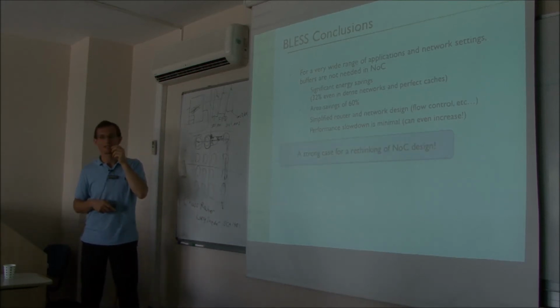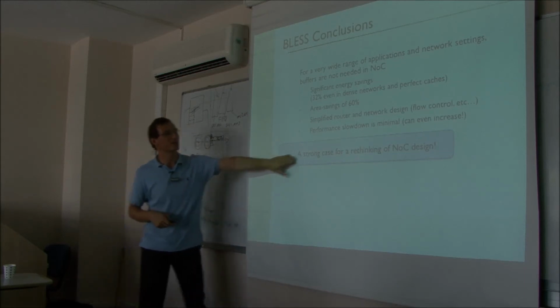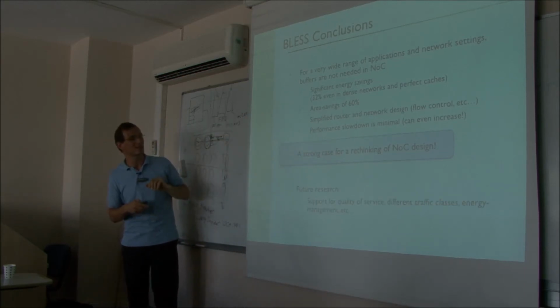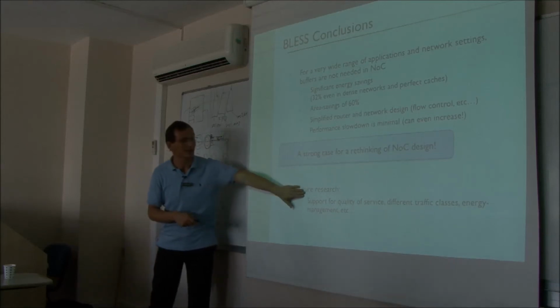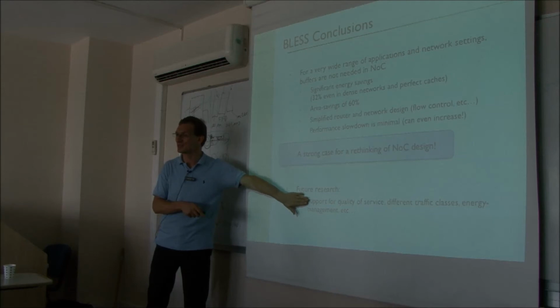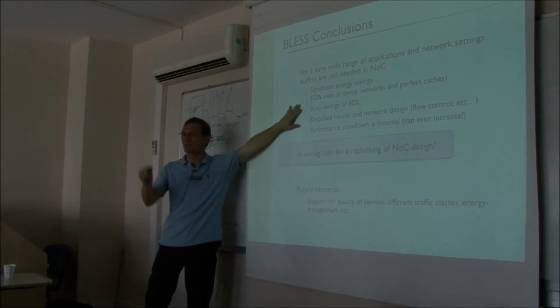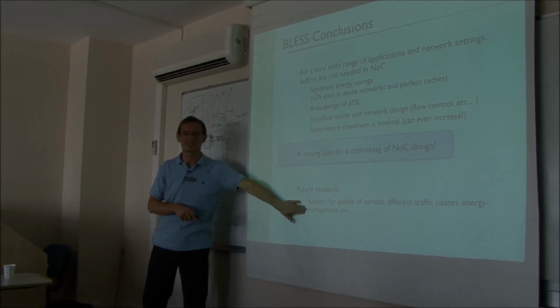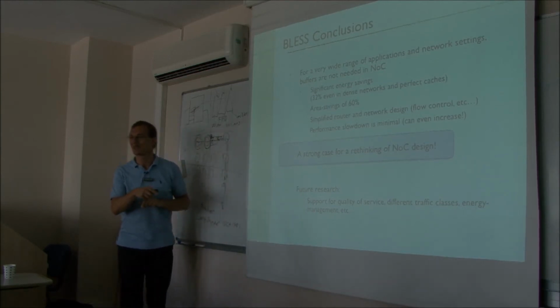So we've tried to make a strong case for rethinking the network on chip design. Now let's take a look at some of the problems. And this was what we thought was future research at the time. Support for quality of service, which I think is still important. Like, how do you support quality of service in a deflection routing network? Different traffic classes, energy management, and maybe how to simplify the router. Let's take a look at that.